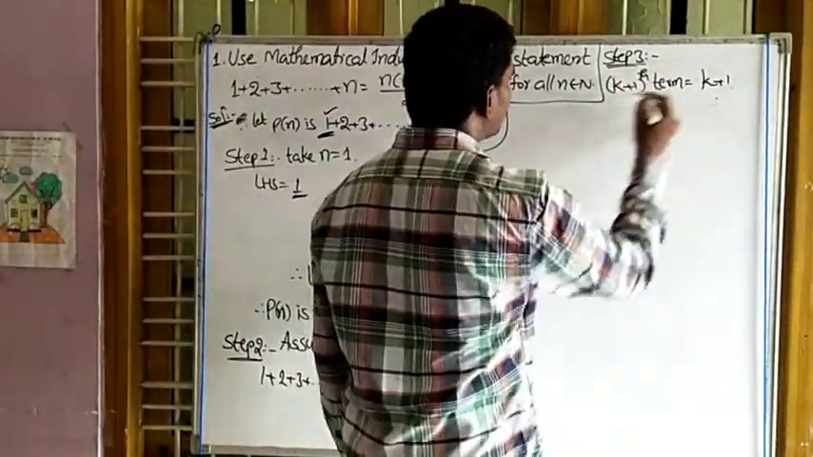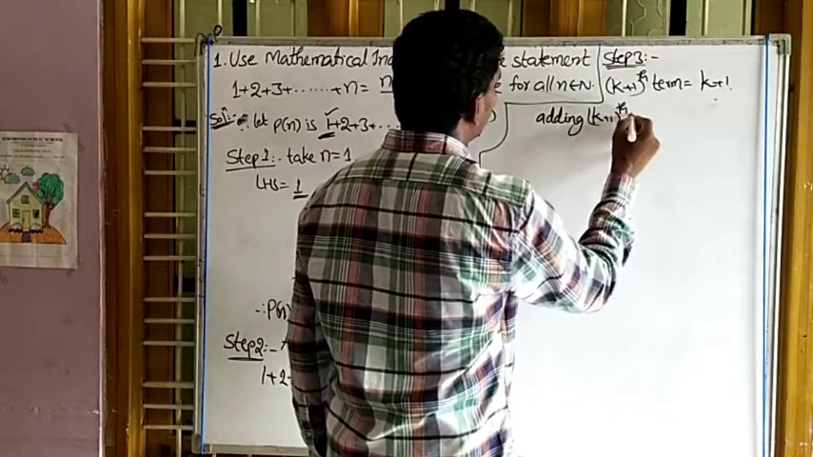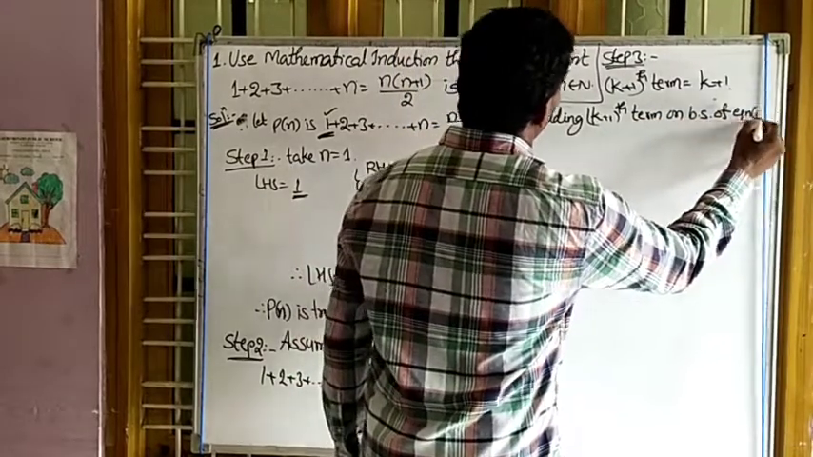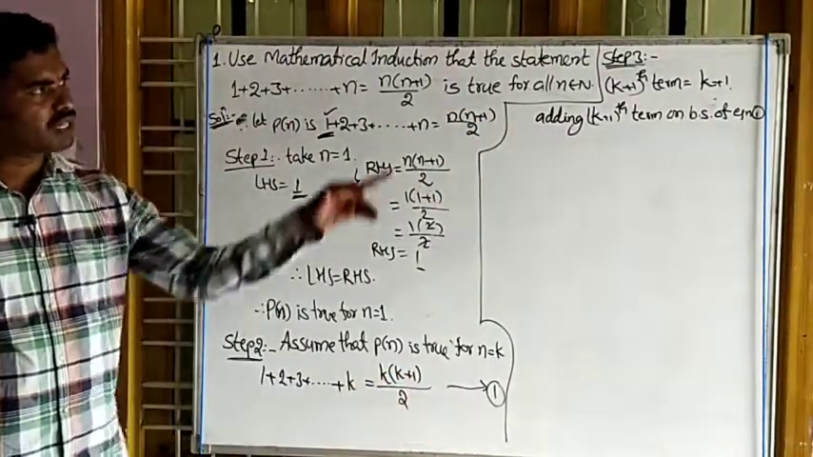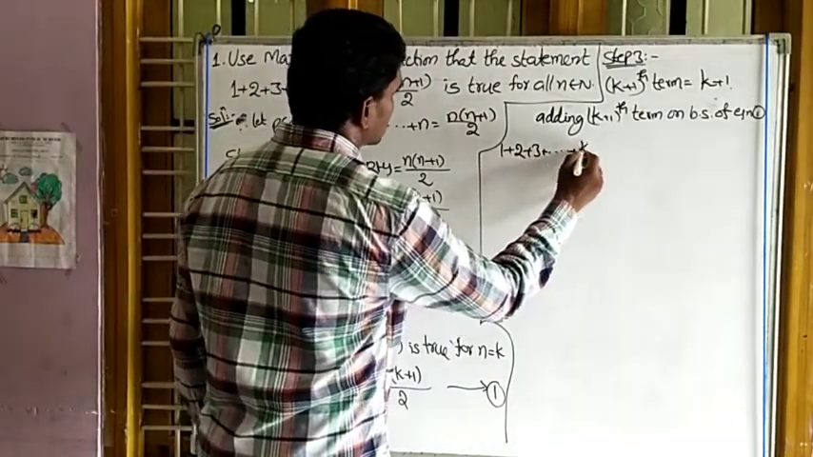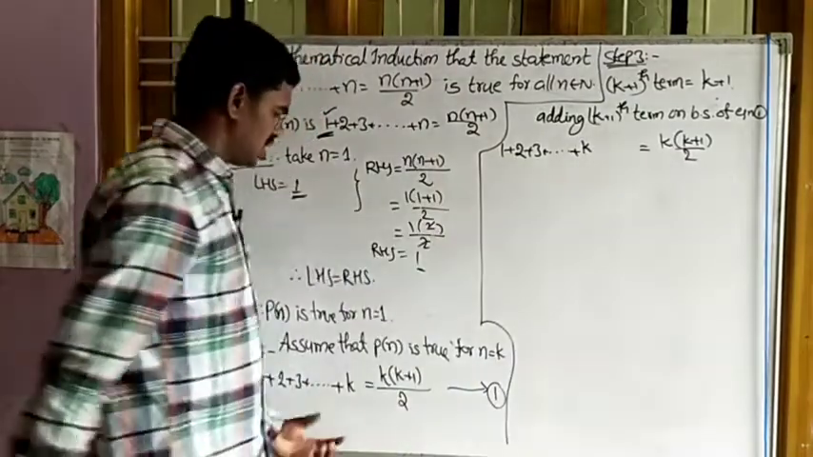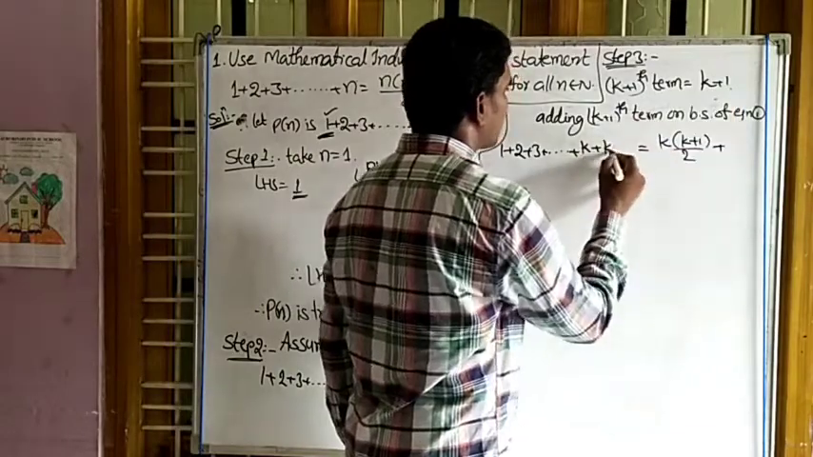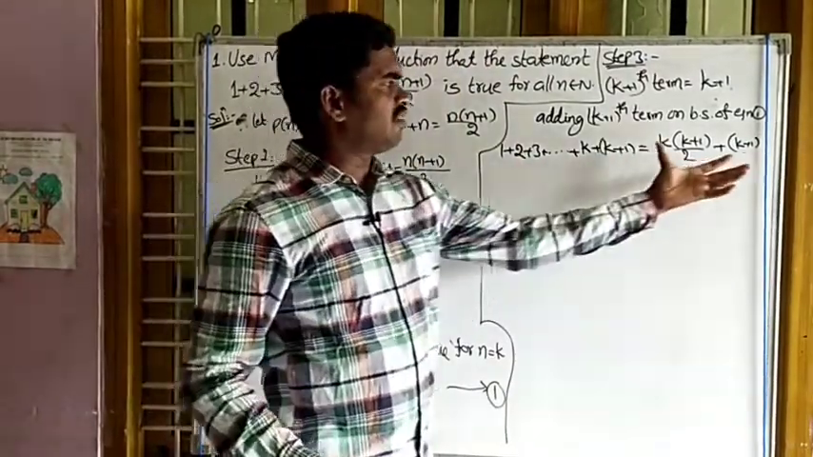So after getting k plus 1 term, immediately write down adding k plus 1th term on both sides of equation 1. On both sides of equation 1, the k plus 1th term, that is k plus 1, should be added. So what do we get? 1 plus 2 plus 3 plus so and so plus k is equal to k into k plus 1 by 2. Actually this is the equation 1. So on this equation 1, on both sides, k plus 1 is added. That's it. So now leave the left side, simplify the right hand side.